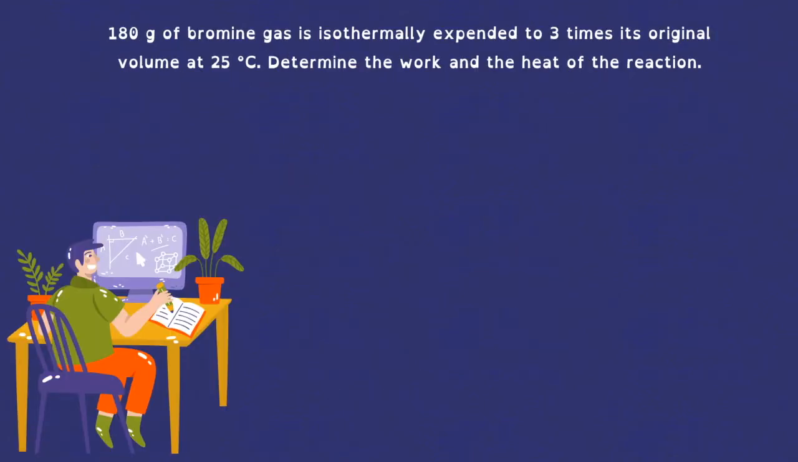Moving on to question number 3. 180 gram of bromine gas is isothermally expanded to 3 times its original volume at 25 degrees Celsius. Determine the work and the heat of the reaction.